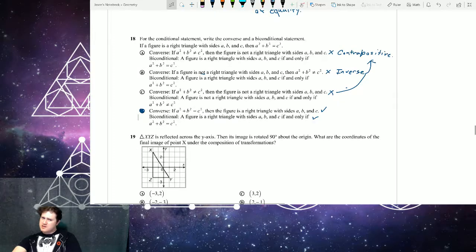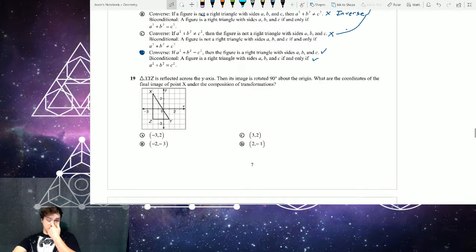Alright, so then that's going to take us to number 19. Triangle XYZ is reflected across the y-axis. Then its image is rotated 90 degrees about the origin. What are the coordinates of the final image of point X under the composition of transformations? So it's only X that they're worried about, so don't worry about any of the other points. We're going to take X, reflect over the y-axis. The y-axis is going up and down, so 2 to the left goes 2 to the right. So here's the first X prime.